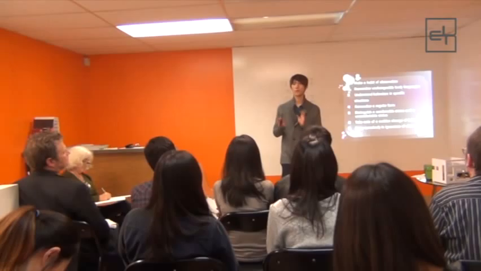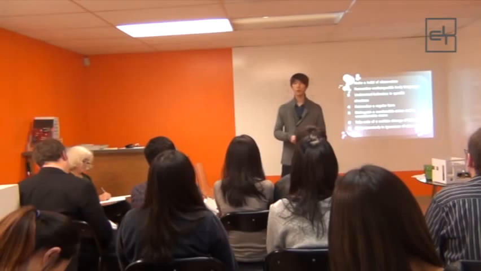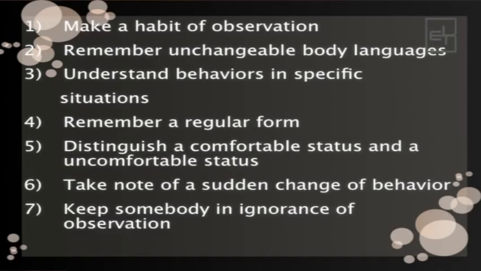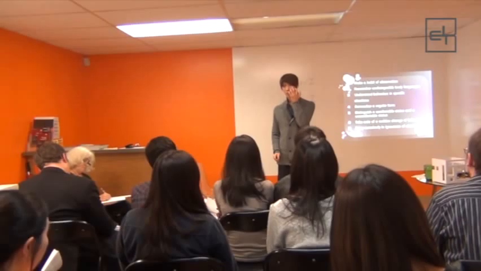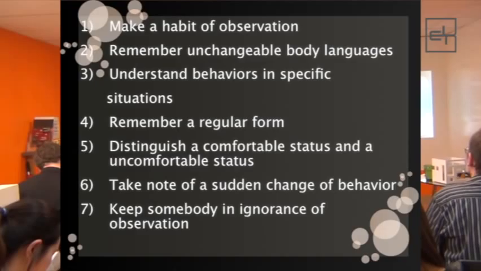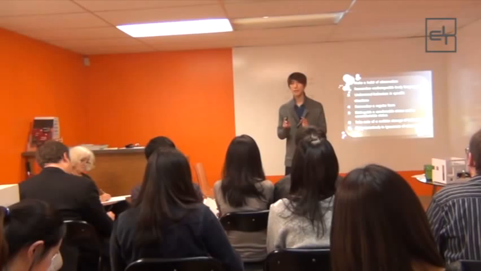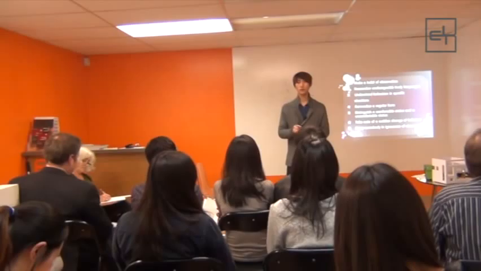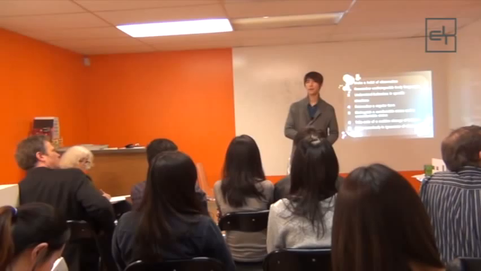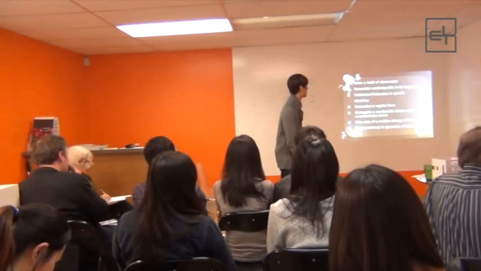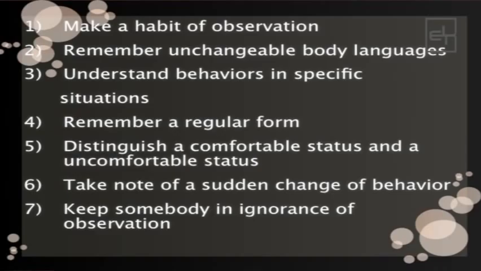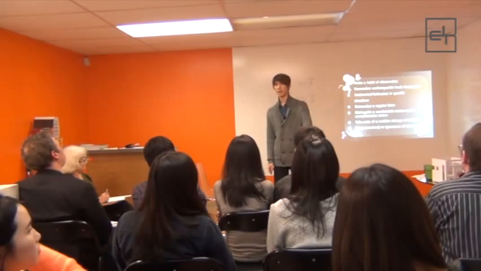There are some rules for behavioral language. First, make a habit of observation. We all have our own habits, so we have to observe that before we analyze someone's feelings and thinking, or we will be confused. Second, remember unchangeable body language. There are some unchangeable body language like pupil movement or handshaking, so we have to remember that. And understand behaviors in specific situations. Some people behave in different ways in different situations. For example, if I go to a club, I will be active and I will dance. But if I stand in front of the interviewers, I will be calmed down. So, yeah, you have to be careful.